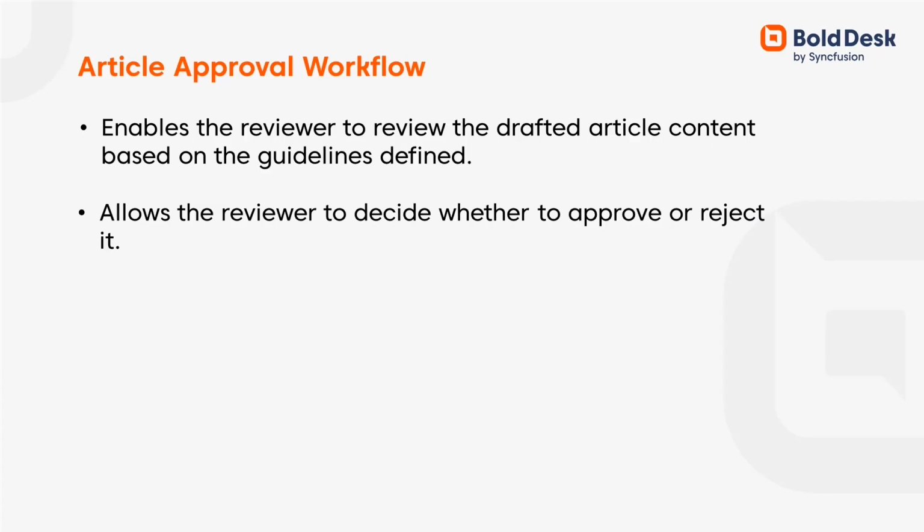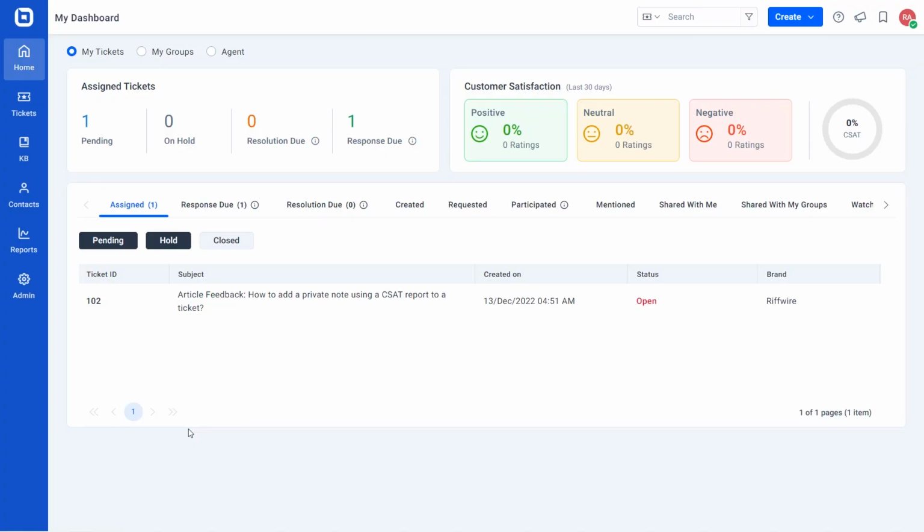The article approval process enables the reviewer to review the drafted article content based on the guidelines defined and decide to either approve or reject it. So, the approval process is very important in creating a good knowledge base. BoldDesk has a workflow in place for reviewing and approving articles before they are published. You have more control over the content before it is published with BoldDesk when you use an approval process.